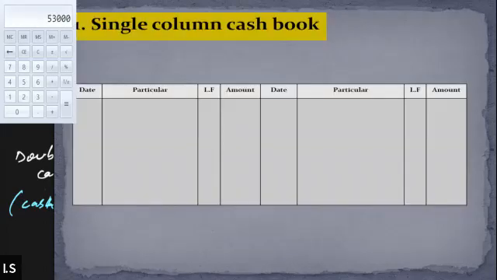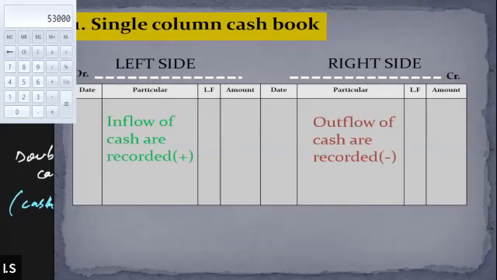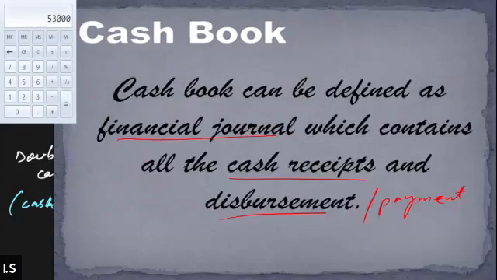This is how the format of the single column cash book looks. This is the debit side, this is the credit side, and this is the left side and right side. On the left side we need to record the inflow of cash, and on the right side we will be recording the outflow of cash. I hope this point is clear, everyone. All of you, is it clear? Yes, sir. All right, everyone. So I want all of you to note this down quickly, and if anyone has any doubt, please tell me.